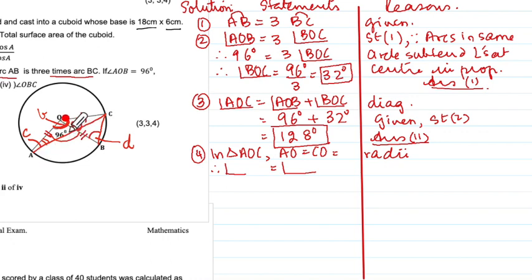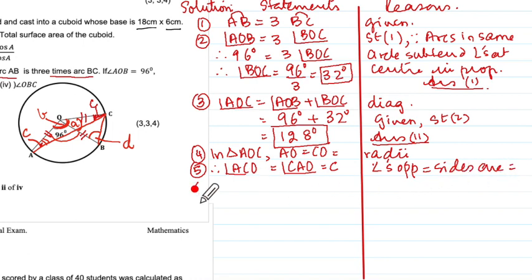Opposite AO is ACO and opposite CO is CAO. And they are going to be equal. If I call this small c, then this angle also becomes small c, yes? Statement number 5: angles opposite equal sides are equal. Statement number 6, that is B plus C plus C.